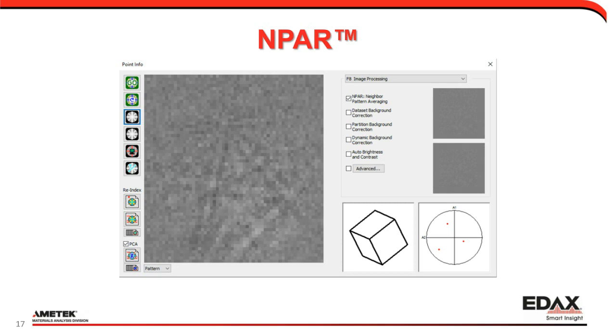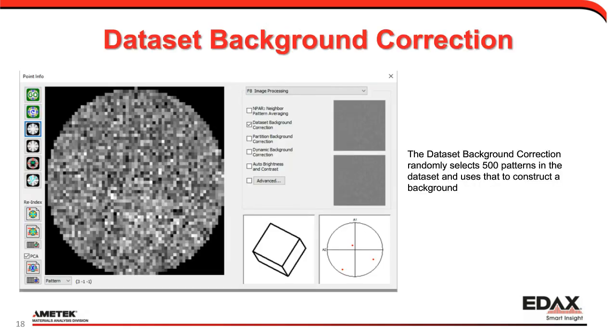In this case, I can look at just the dataset background correction. This essentially takes 500 random points and uses that to make a background. So again, you can see with the dataset background correction on, it helps to better define the pattern.